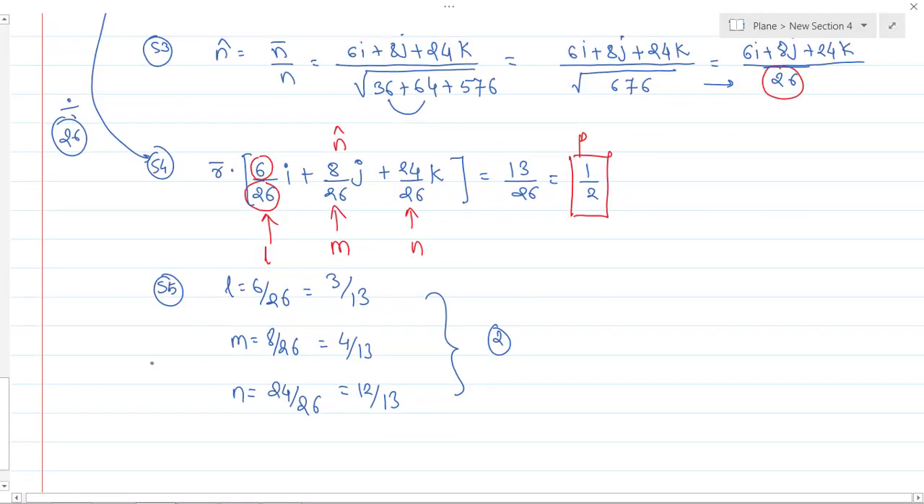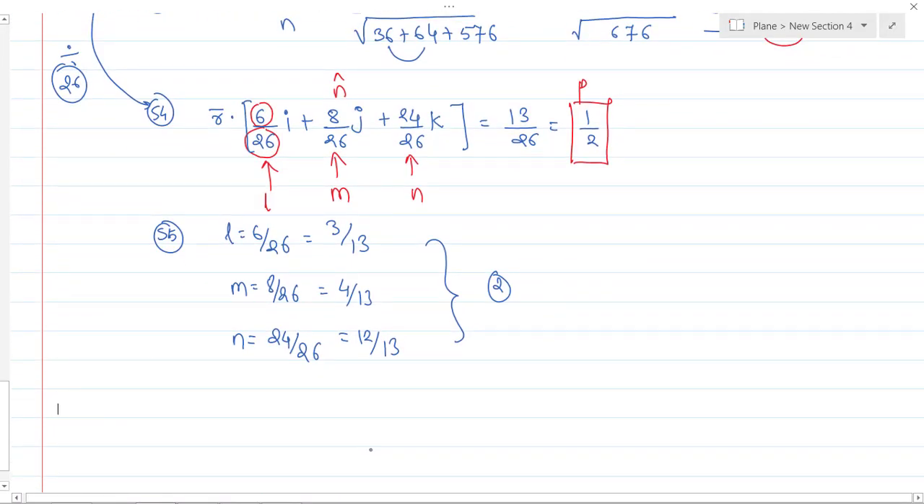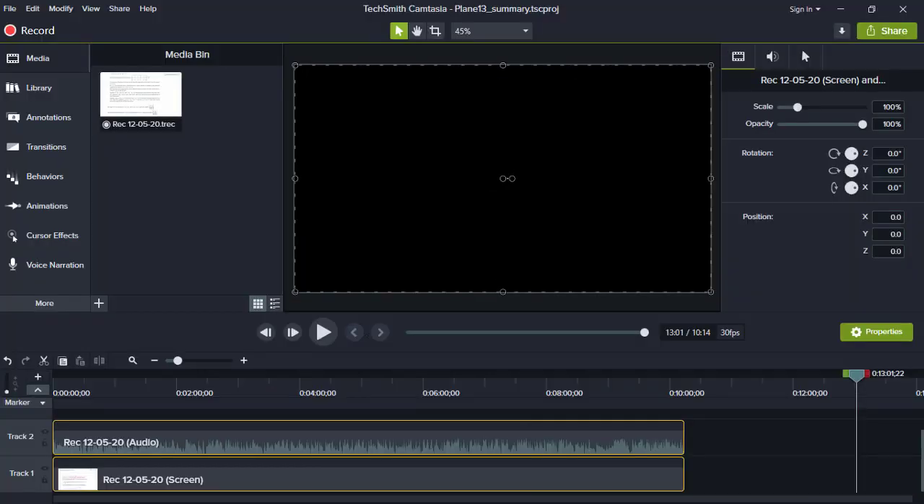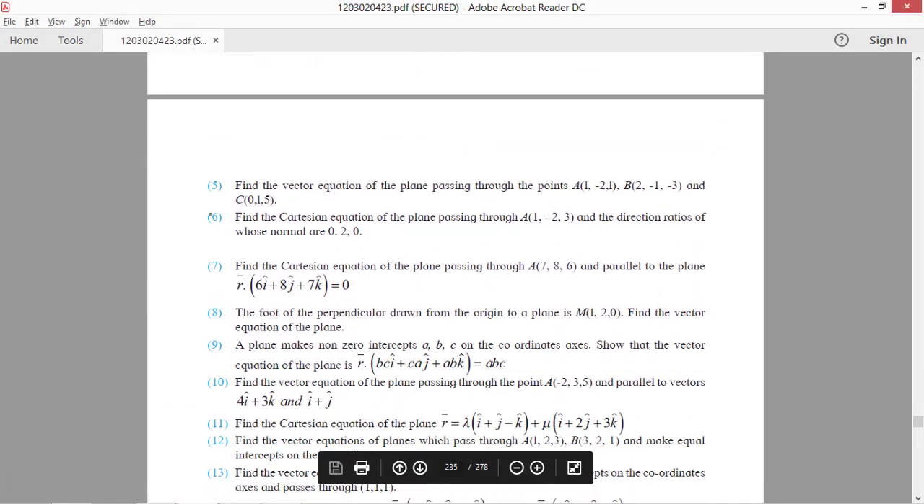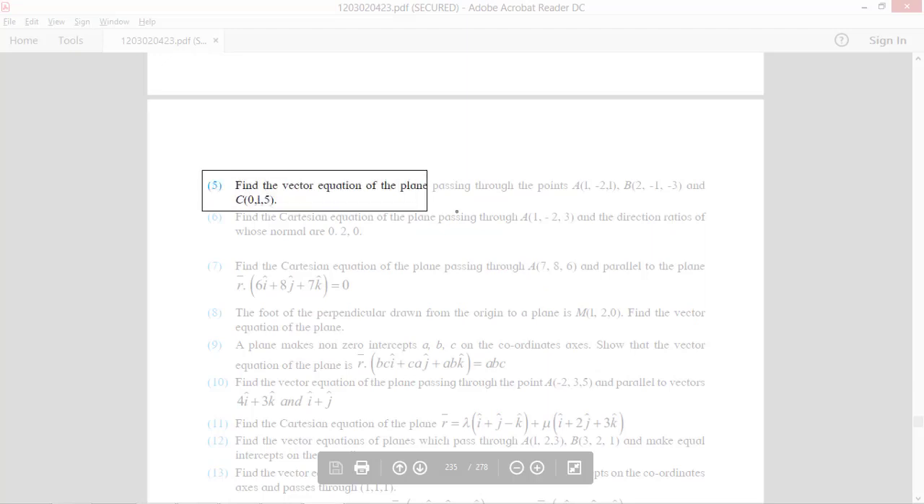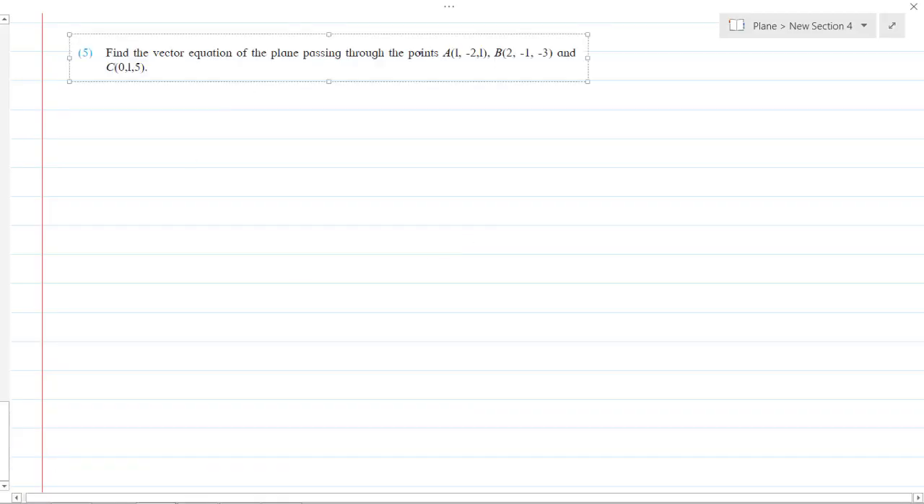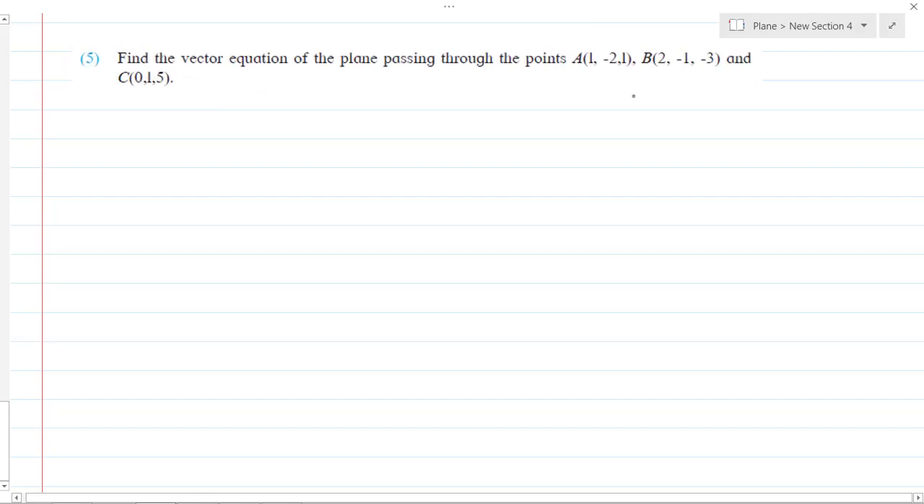Very good. Now let's see the last question of this video and we will stop then and continue in the next video. Okay, let me take the question. Yes, ये तो बहुत simple question है. Find the vector equation of the plane passing through the points. So these are the 3 different points they have given. Okay, let me zoom it.